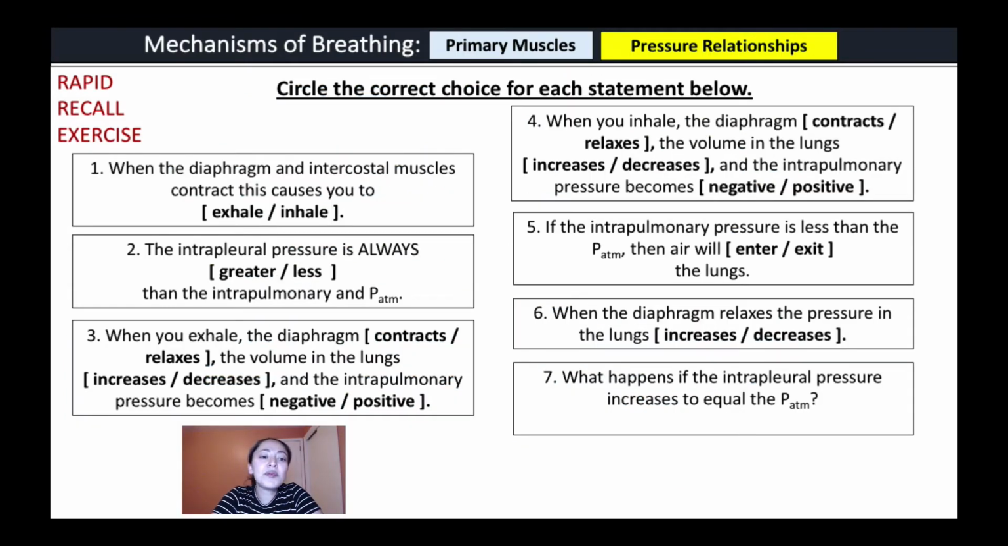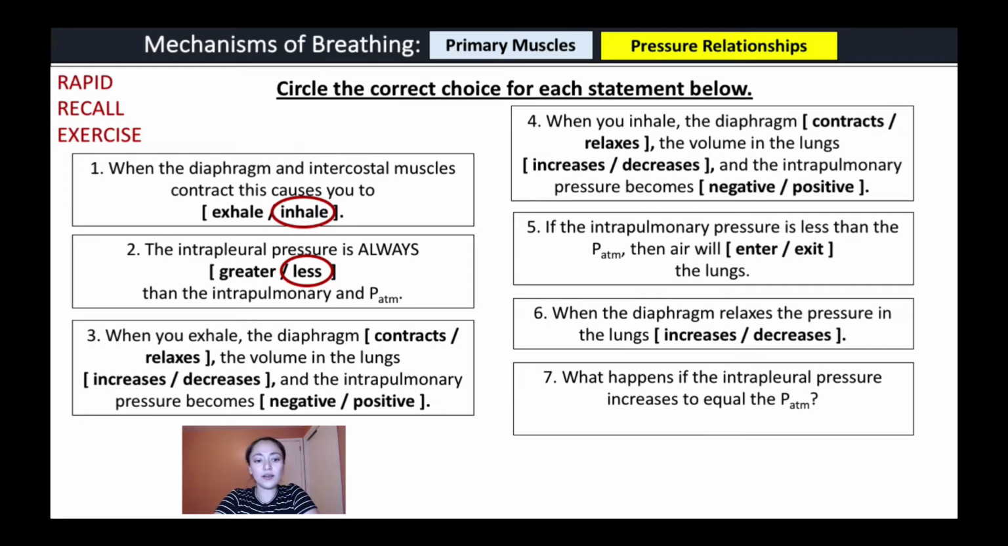All right, for each statement below, circle the correct answer. When the diaphragm and intercostal muscles contract, this causes you to... So I think about the diaphragm, when it contracts, it flattens. So that would cause me to inhale. It would increase the volume in my lungs. The intrapleural pressure is always greater or less than the intrapulmonary and atmospheric pressure. Remember, intrapleural pressure is always negative, so it's always less than both intrapulmonary and atmospheric pressure.